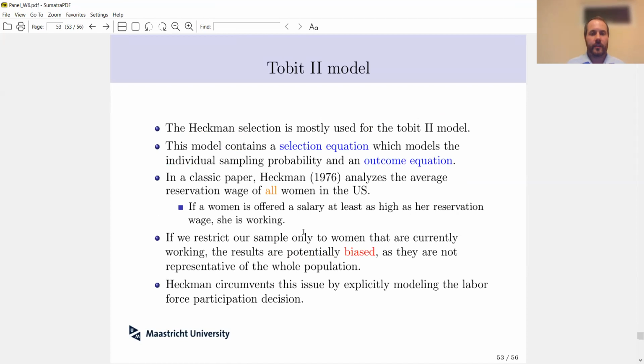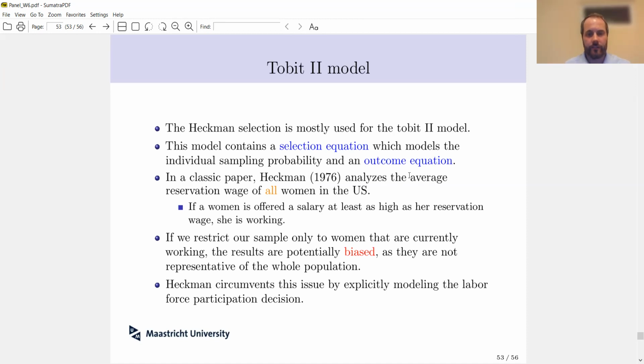Okay, now let's quickly also discuss the Tobit 2 model, which is probably even more famous, because here we model selection into the data set, basically. So we have two equations. There's a selection equation, which models whether an individual ends up in our data set, and we have an outcome equation. The outcome equation is simply the equation of our interest. Now, this is again due to Heckman. That's one of the famous applied papers that he had.